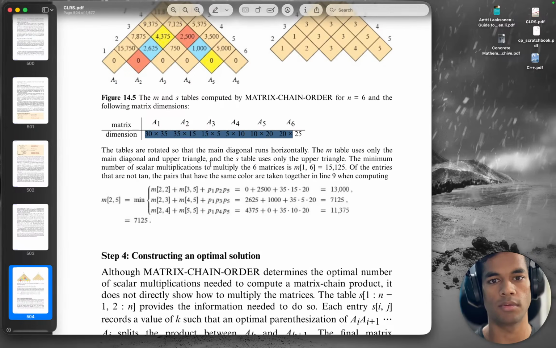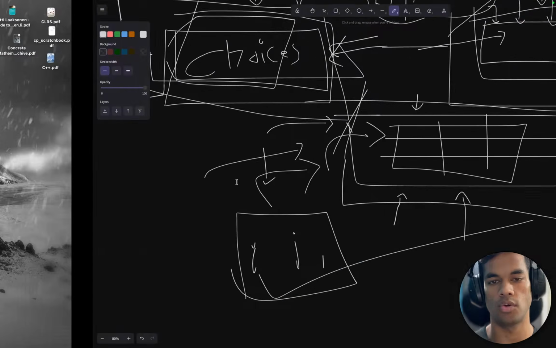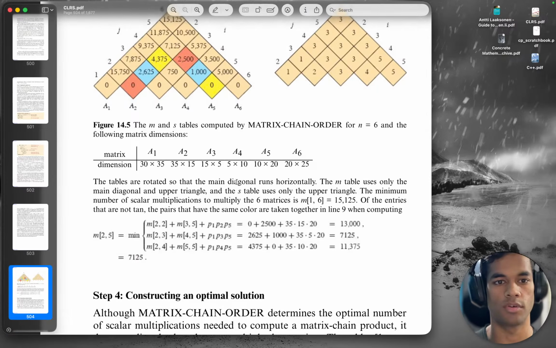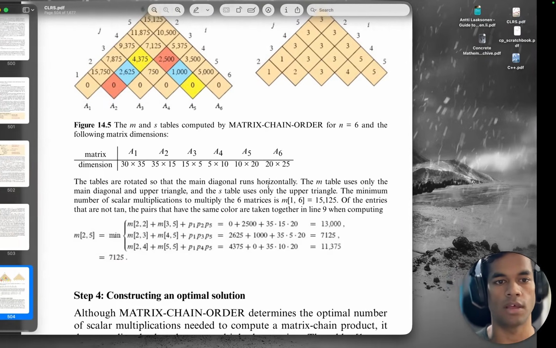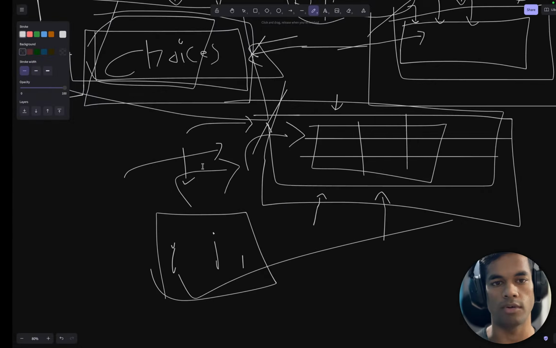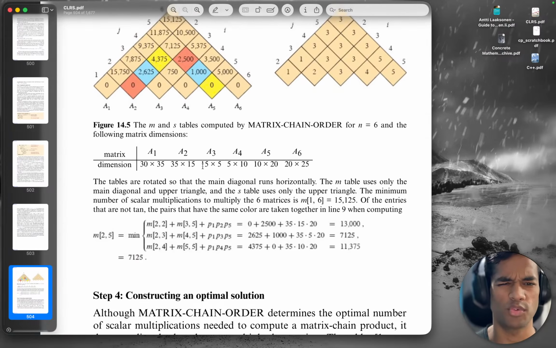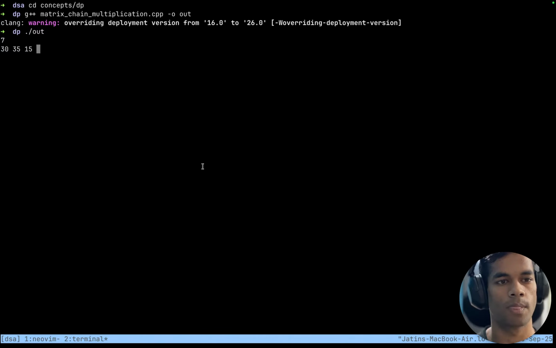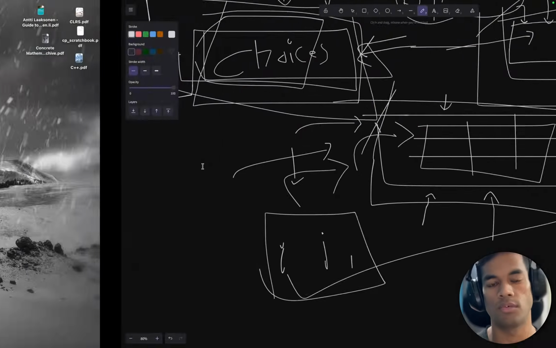Let's use a smaller one. That is too big. No, that is fine. We can use 30, 35, 15, 5, 10, 20, 25. How many numbers are those? Right, we have 6 matrices, so the size would be 7. 7 is the size, and then 30, 35, 15, 5, 10, 20, 25. I am stupid. 30, 35, 15, 10, 20, 25. But that is just 6 numbers. 30, 35, 15, 5.